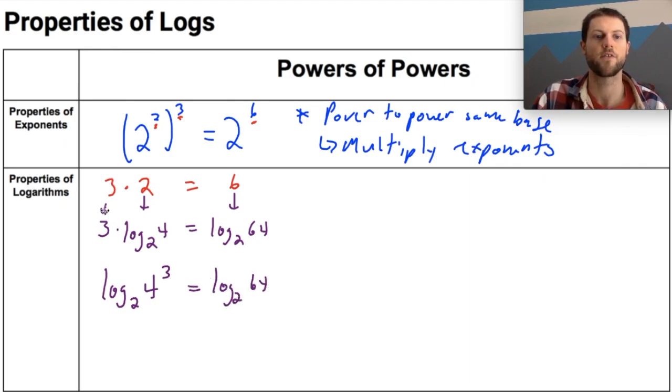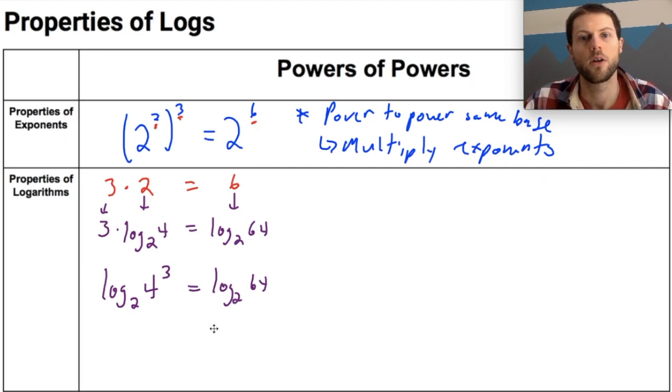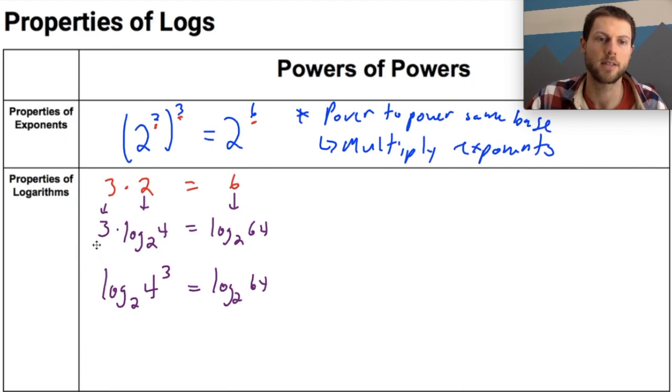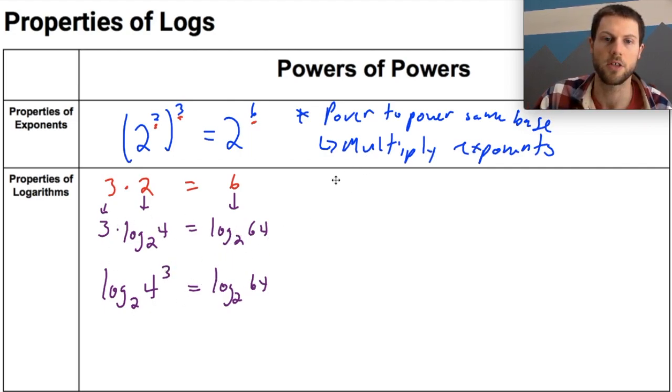So what I've done here is I've actually taken this 3 and I've almost like moved it into the input, where I'm raising that 4 to the third power. So now what I'm doing here is I'm multiplying a constant by a log, and that becomes the exponent of my input. So this one's a little bit weirder than the other two because it's not immediately apparent where it comes from. But hopefully by seeing this example with numbers, we can get that generalization.